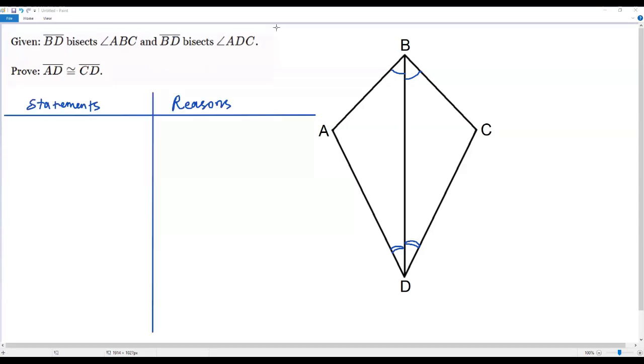Here I have taken two columns. In the first column, I'm going to write the statements. In the second column, I'm going to write the reasons. This is called a two-column proof.